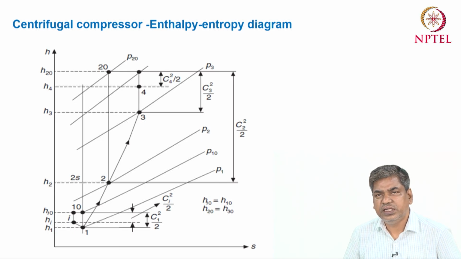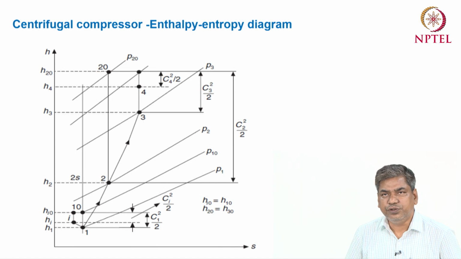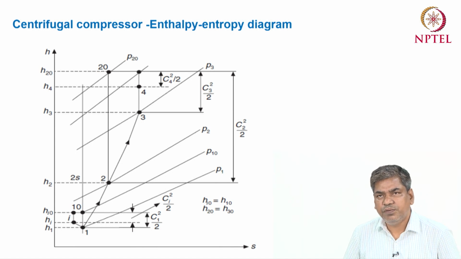So at point 3, enthalpy is H3 and velocity is C3. That means H3 plus C3 squared by 2 is the total enthalpy at point 3, that is H30. Then point 3 to 4 is the process which occurs at the outlet or volute casing of the centrifugal compressor.